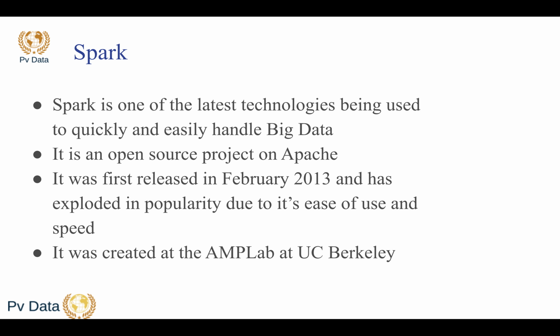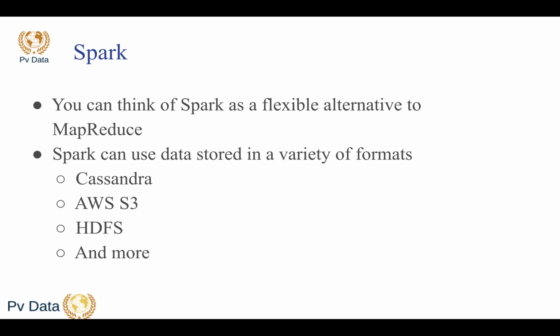Spark is one of the latest technologies being used to quickly and easily handle big data. It's an open source project of Apache. It was first released in February 2013 and has exploded in popularity due to its ease of use and speed. It was created at the AMP Lab at UC Berkeley. You can think of Spark as a flexible alternative to MapReduce, which is used for computational processing. But MapReduce takes time, while Spark is fast.